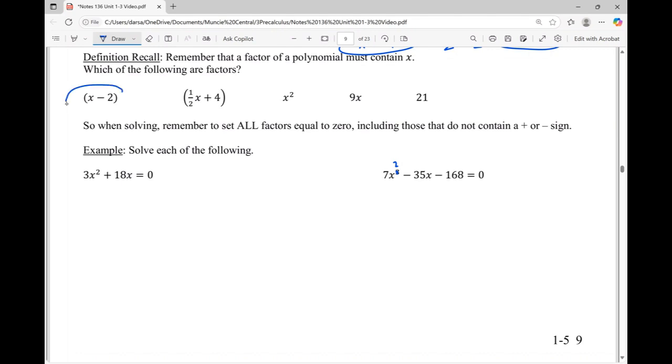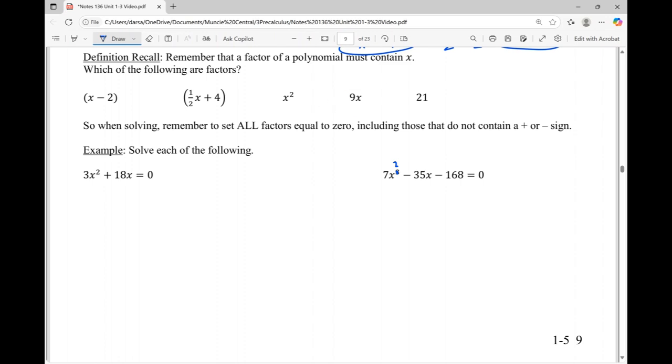Let's look at this first thing right here. Is this a factor? X minus 2. Yes, that would be considered a factor once we have done our factoring. Just like this one, one half x plus 4, is also a factor. It's got an x in it. A little bit trickier one, is x squared considered a factor? Well, does it have an x in it? Then it's a factor that we can set equal to 0. Same with 9x. It doesn't have to have plus or minus a number. It's got an x, it's a factor.